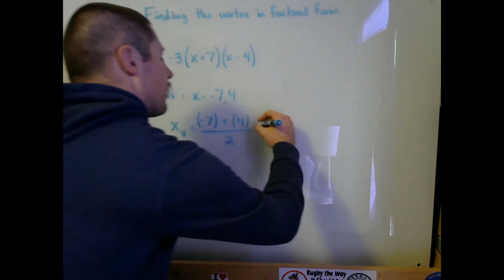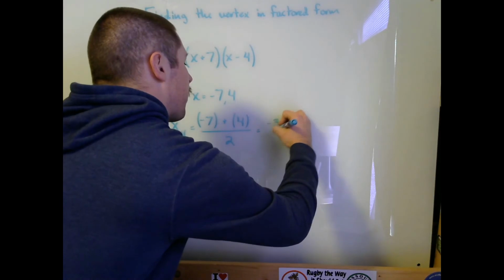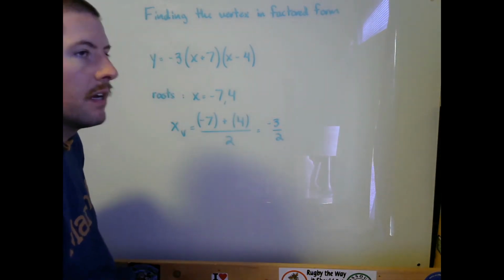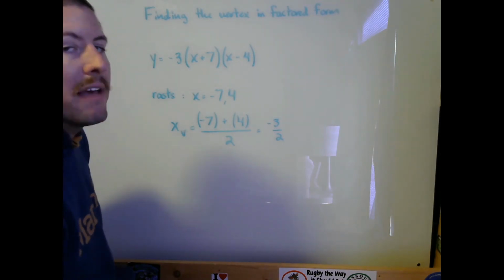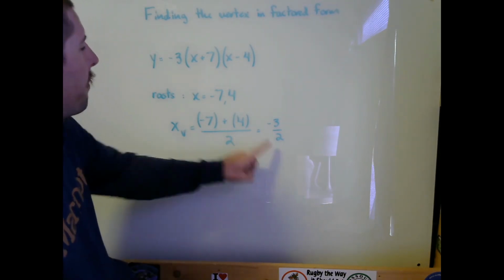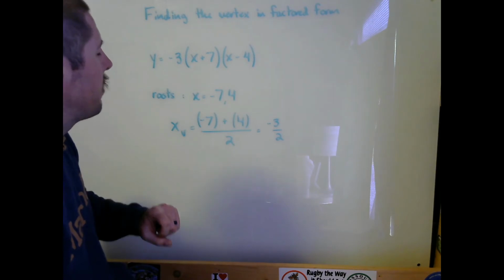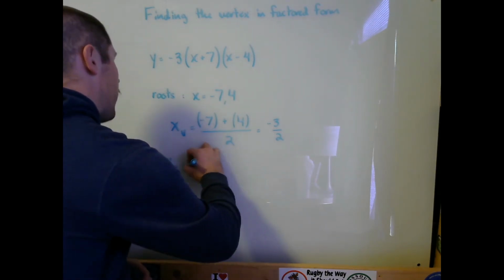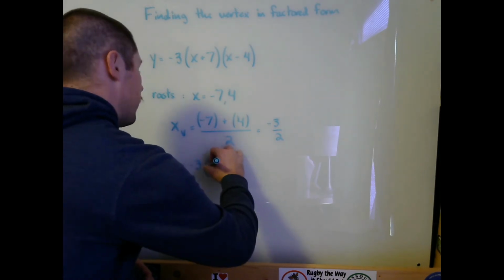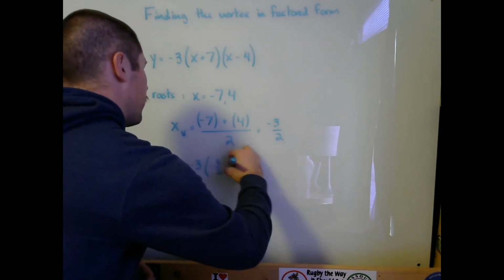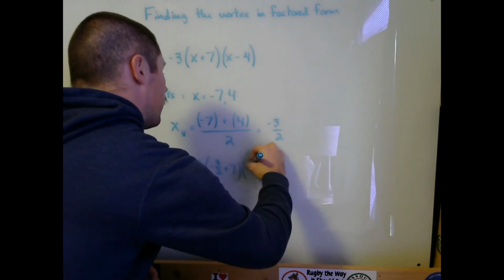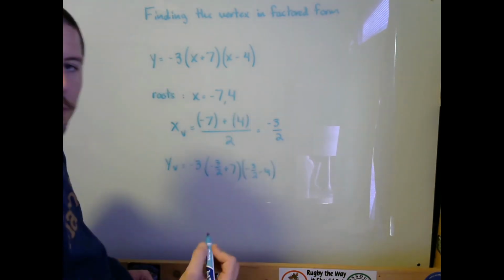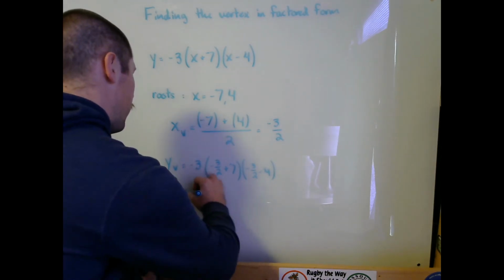In this case, it looks to me like we're going to get -3 divided by 2 as the x value of our vertex. Again, if we wanted to compute the y value of the vertex, we could plug the x value that we found back into our original equation here. So the y value of the vertex should be located at -3/2 plus 7 times -3/2 minus 4.